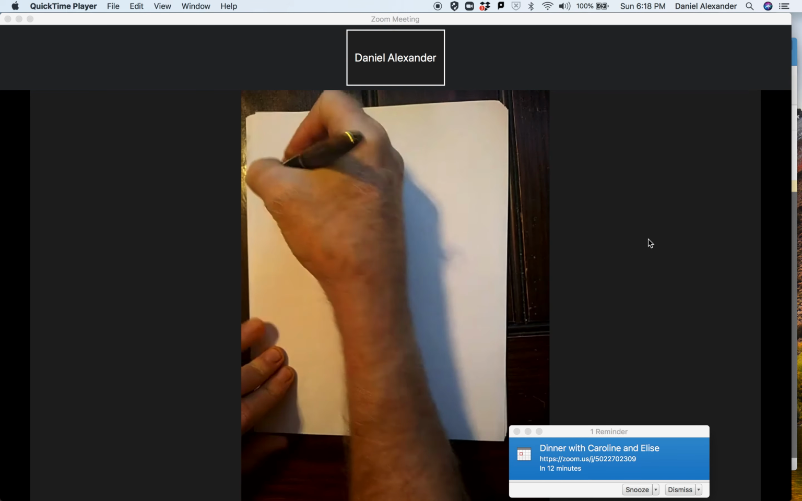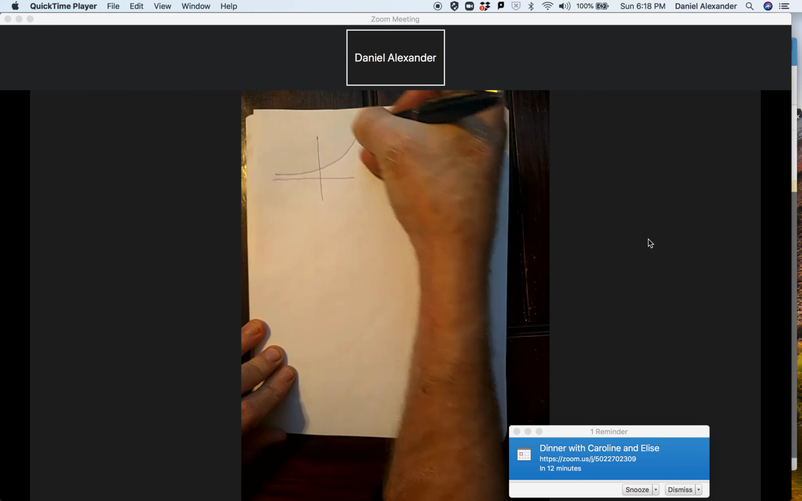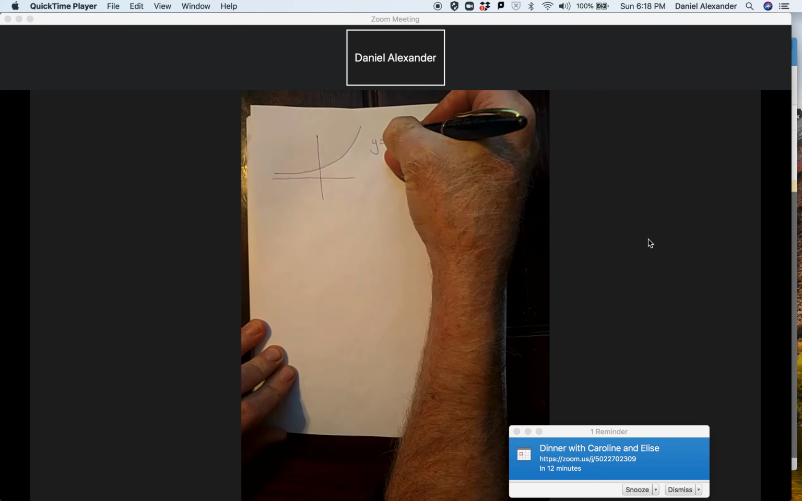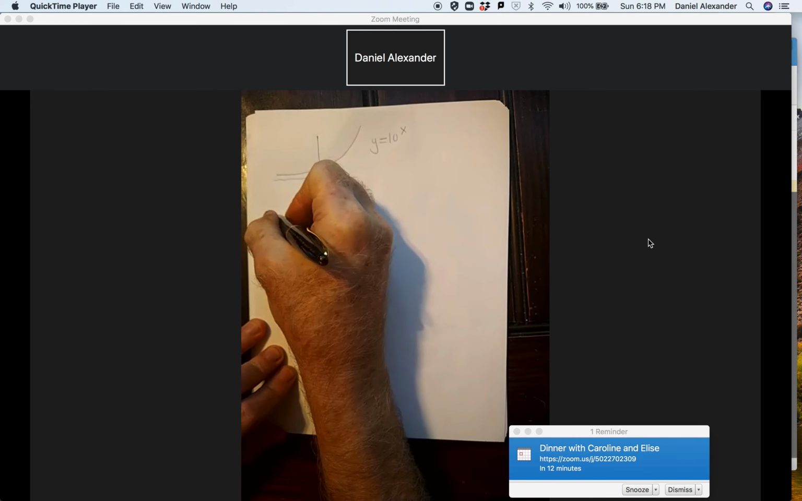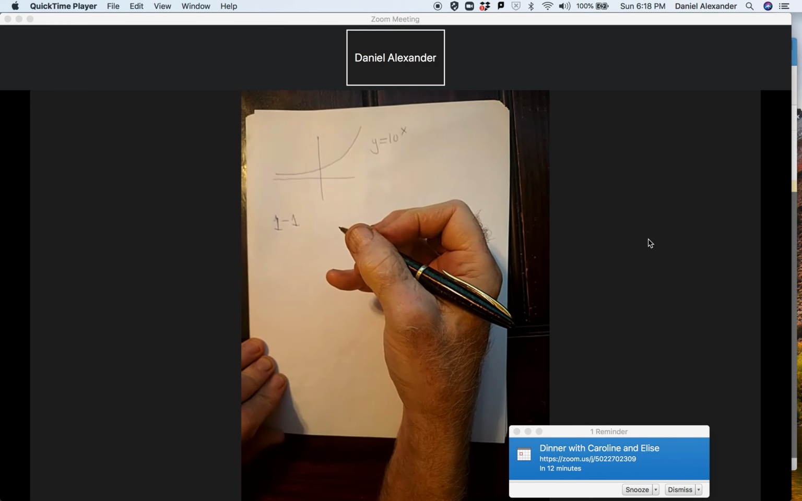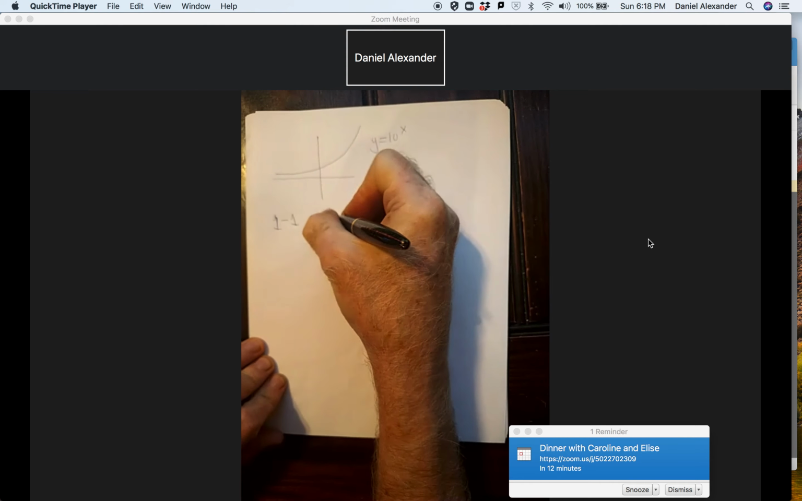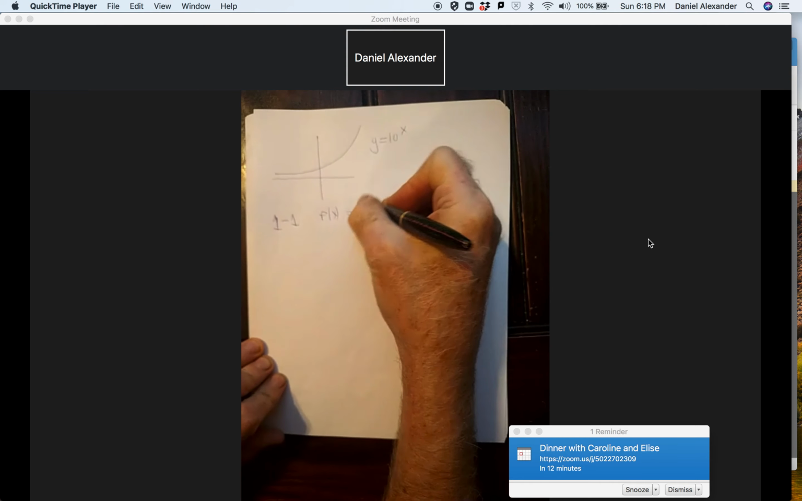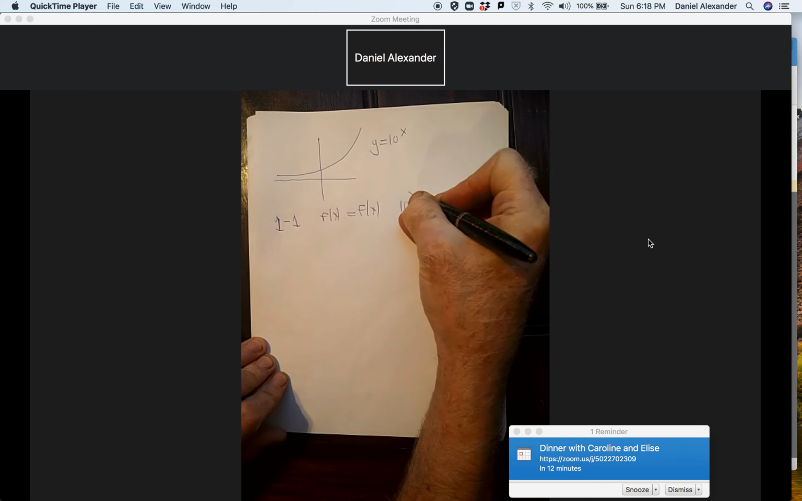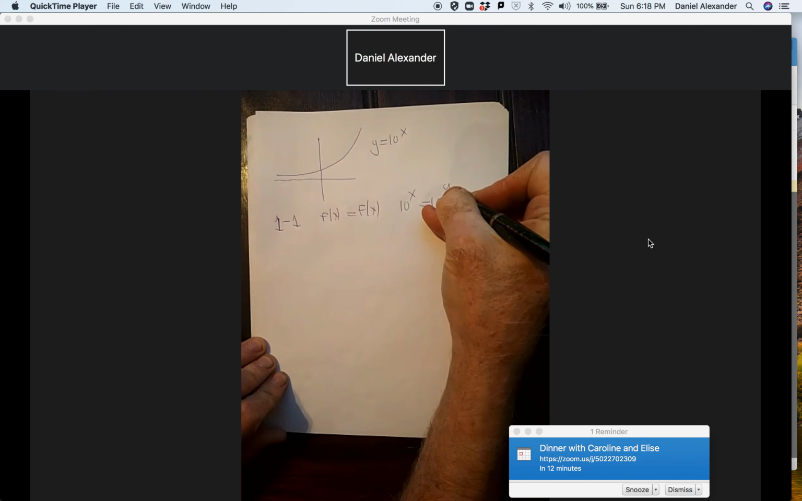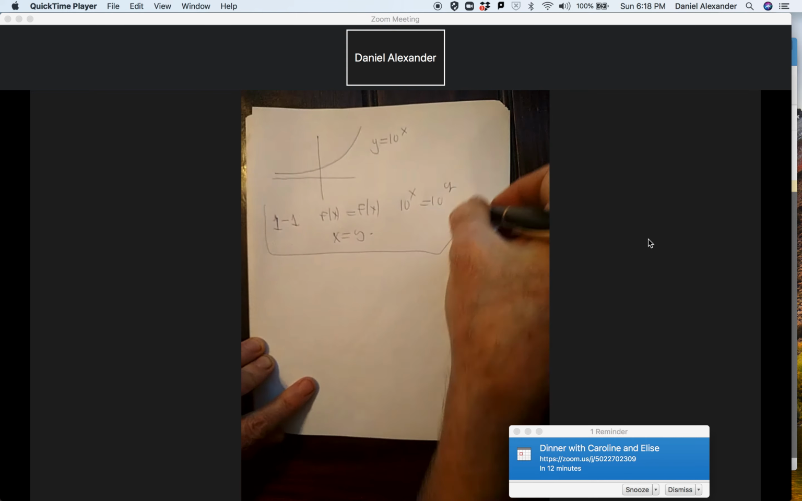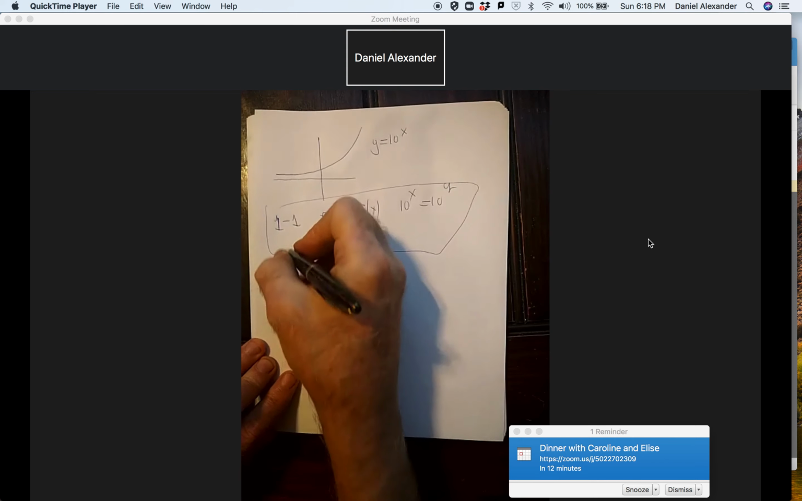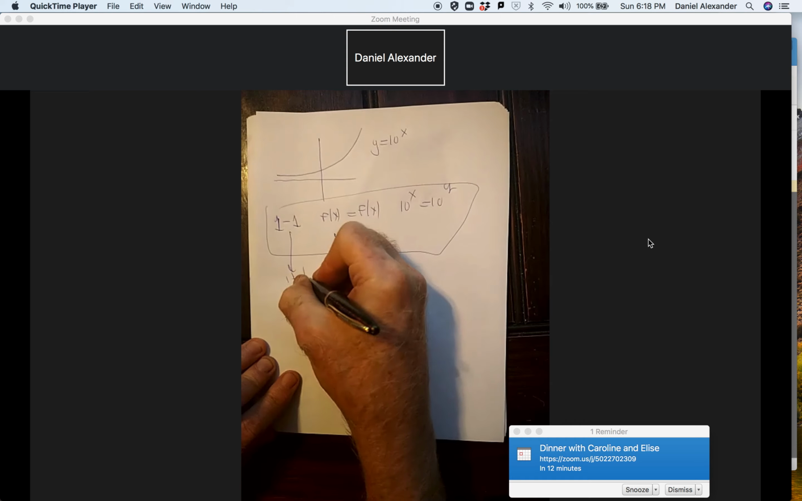So I want to get mathematical on you, and then we'll get practical. Here's the graph, y equals 10 to the x, and we see that it's 1 to 1. That means f of x equals f of y, so 10 to the x equals 10 to the y if and only if x equals y. That's what 1 to 1 means. And 1 to 1 also means that it has an inverse.